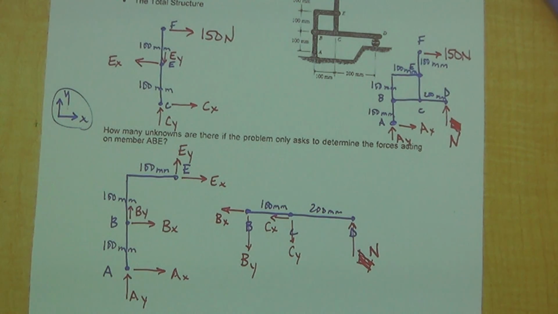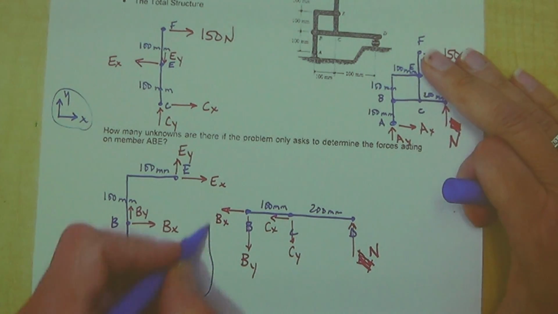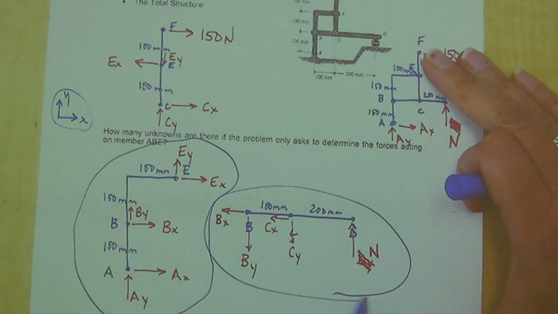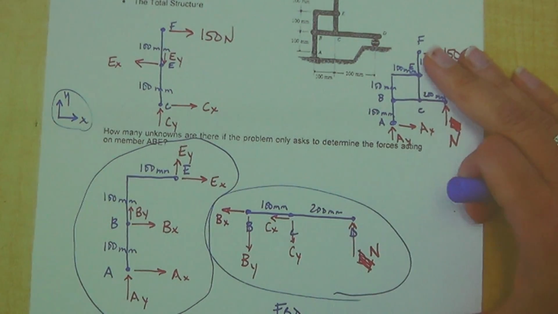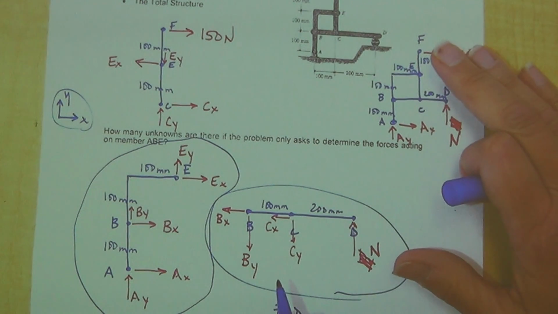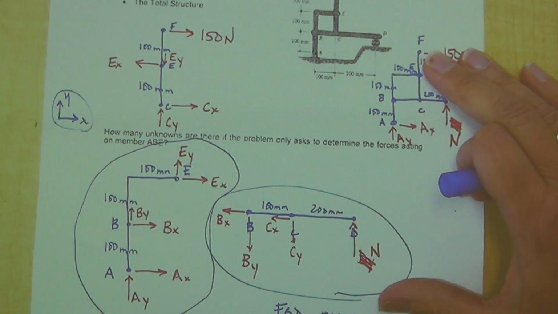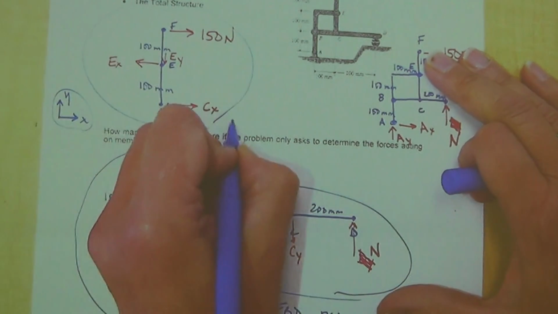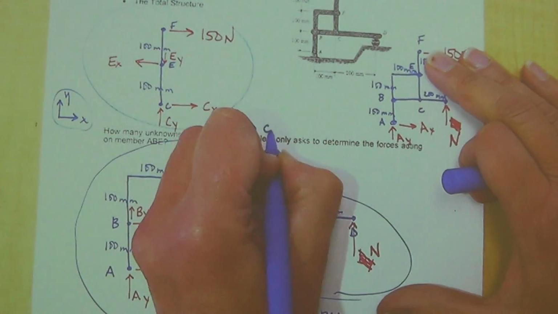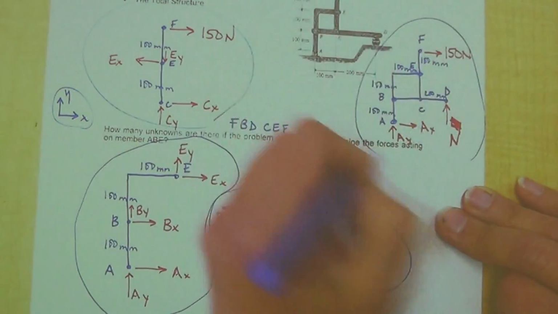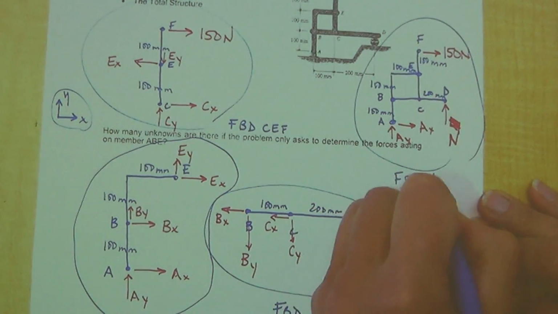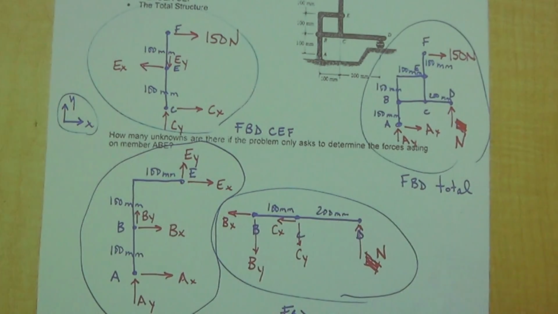My only thing is, like for the BCD connection. Okay, so I should label the free body diagrams, right? So let's label them so we can refer to them. Do you want to call it free body diagram 1, 2, 3, and 4, or do you want to label it by the member? Member? So BCD, free body diagram ABE, free body diagram CEF, and free body diagram total? Yeah. Okay, Sarah, which free body diagram?